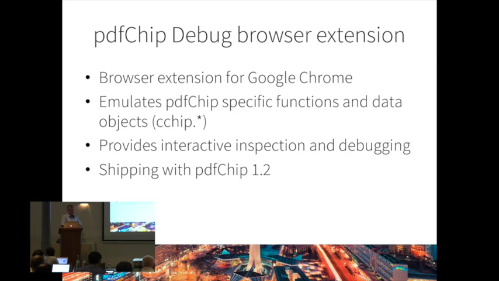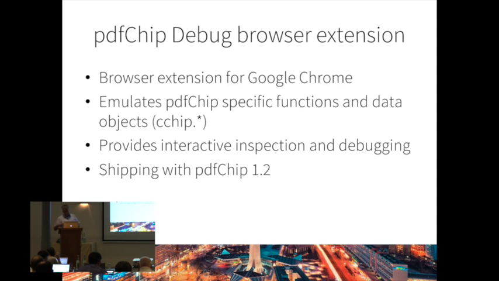And then the last bit I wanted to share is about the pdfChip debug browser extension. Anybody who has ever done any programming for pdfChip in JavaScript or HTML and CSS will probably have found that just trying again and again in pdfChip is not the ideal way of fine-tuning your code. You would rather want to have something interactive, like a browser, for example. And the browsers we have today have a nice debugging environment, actually.